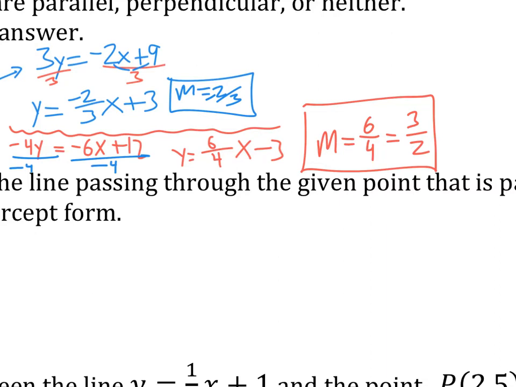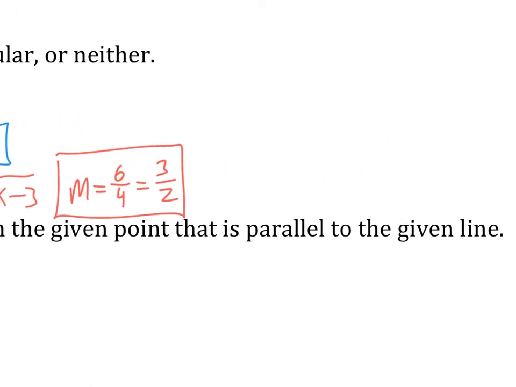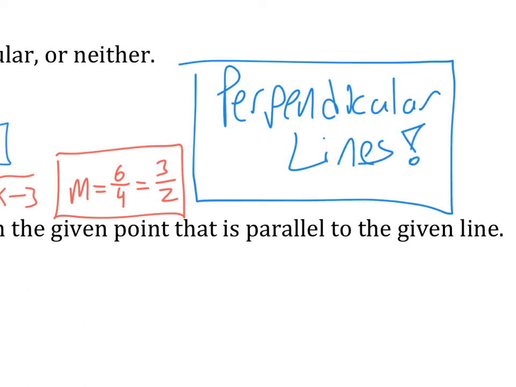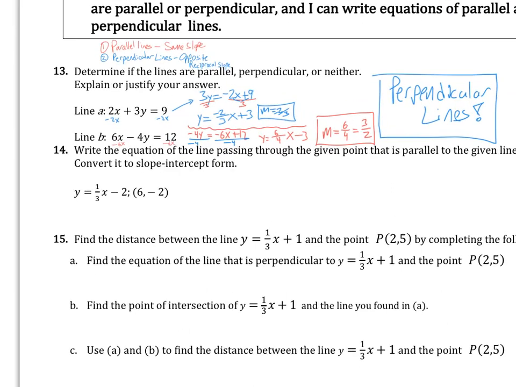So now these are opposite reciprocals. Reciprocals means we have 2/3 flipped over becomes 3/2. One's positive, one's negative. So these are opposite reciprocals. Opposite reciprocals make perpendicular lines. Okay, so these guys are perpendicular lines because they're opposite reciprocals. Perpendicular lines. And we verified and we proved that with our work.